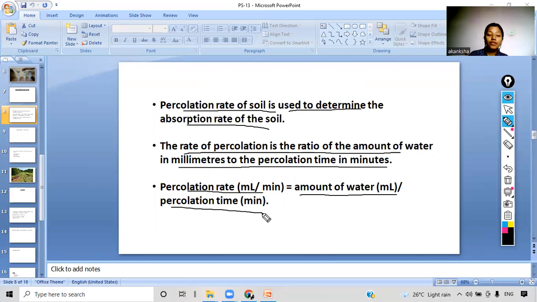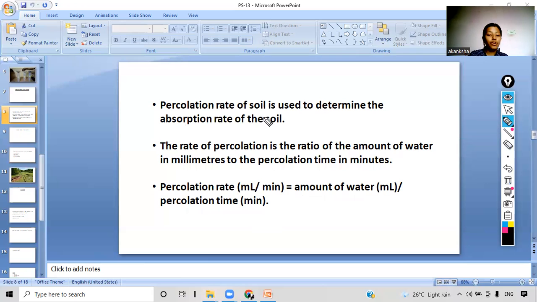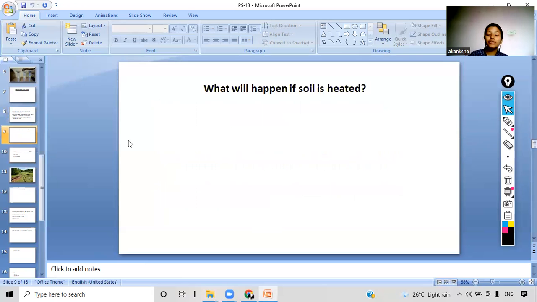So now are you clear with the concept? Like what is percolation rate of soil? Yes, it is used to determine the absorption rate of the soil. So yes, you all answered it correctly. So now we will move on ahead and see a curiosity question. So let's see what is the curiosity question this time.